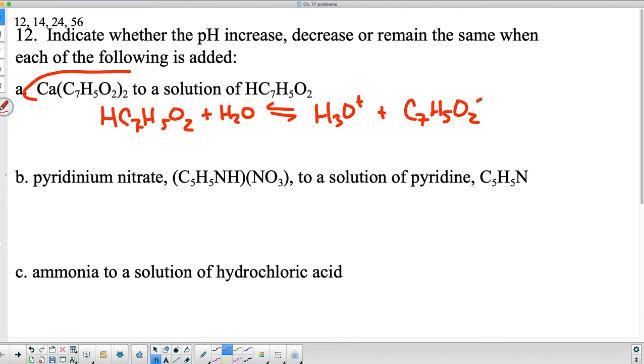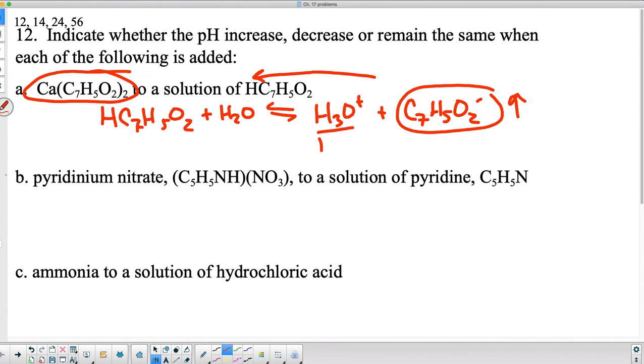Notice that this right here is what would happen here. So if this increases in concentration because you add the calcium compound, whatever that is, if you increase it by adding that, that will shift the equilibrium back in this direction, which means there will be less of this, which means pH goes up. So if we get rid of the part that is acid, the pH goes up.